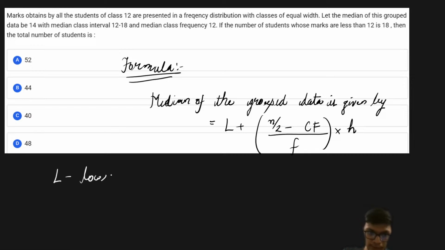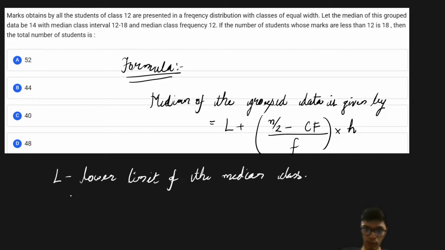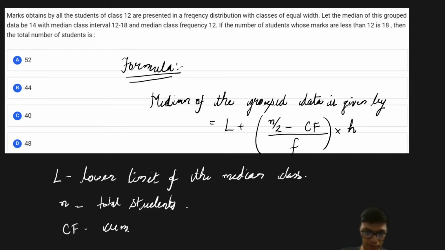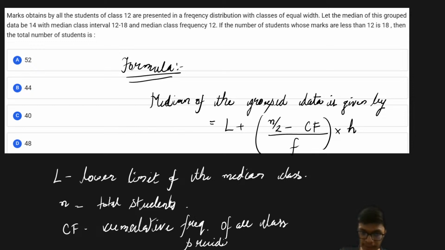L is the lower limit of the median class. N is the total number of students. CF stands for the cumulative frequency, that is, the cumulative frequency of all classes preceding the median class, all classes before the median class.